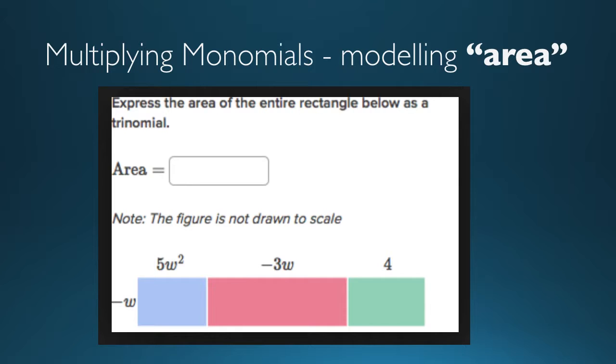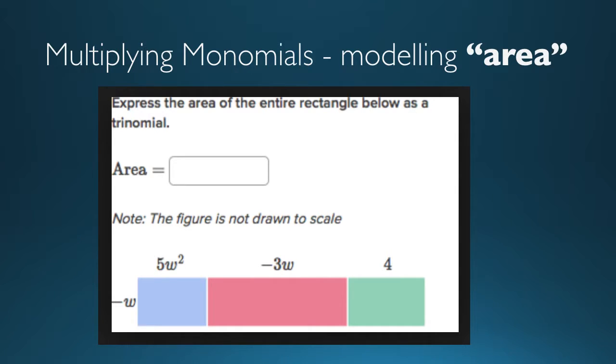Okay, so what are we doing when we're multiplying monomials? You might remember when we add polynomials, we really are modeling length. So we often use the addition of polynomials to model things like perimeter. But when it comes to multiplying monomials, what we are modeling is area, because multiplication of two lengths is area.